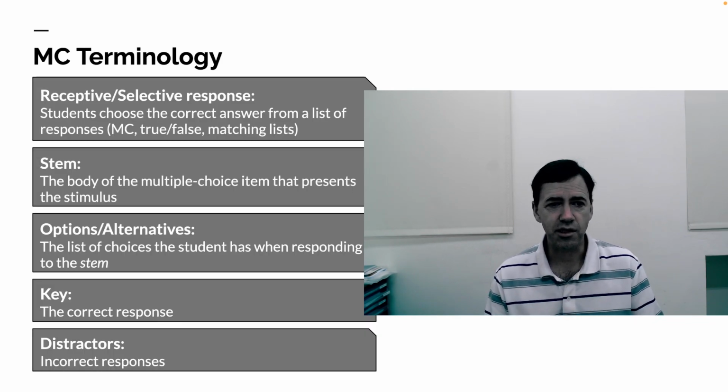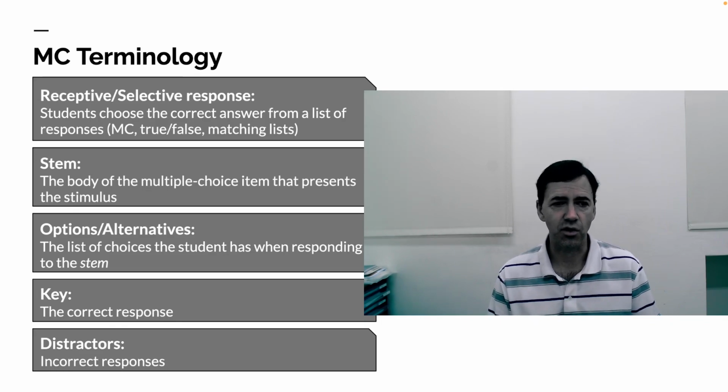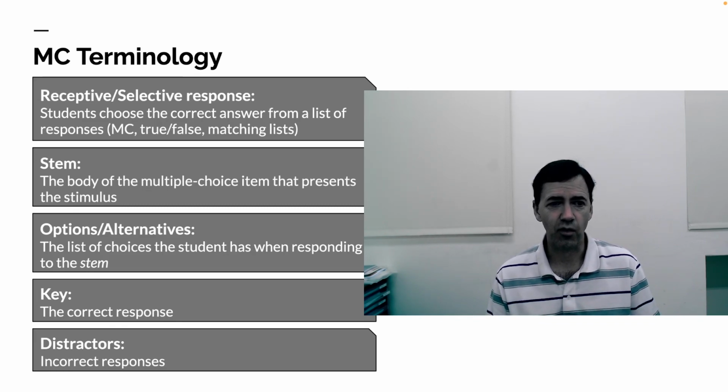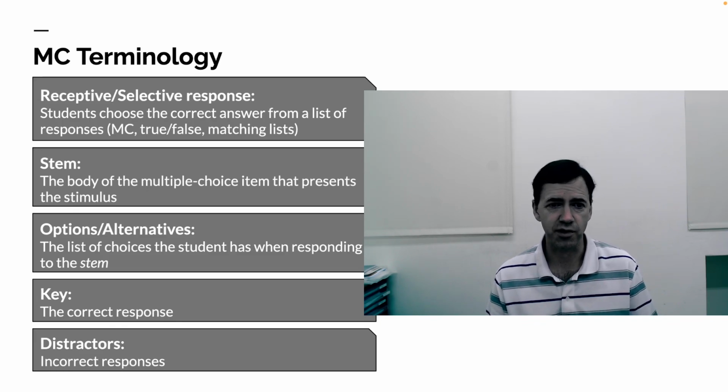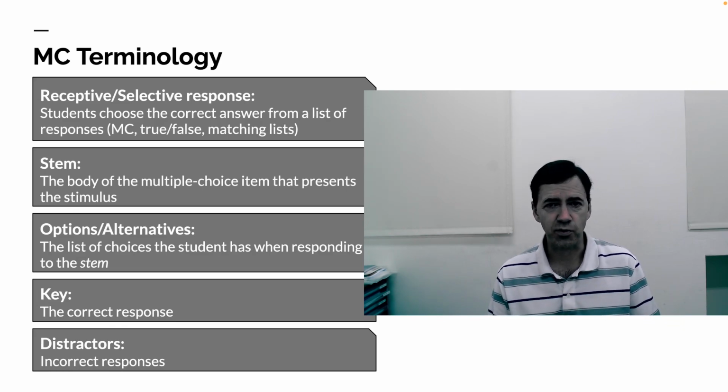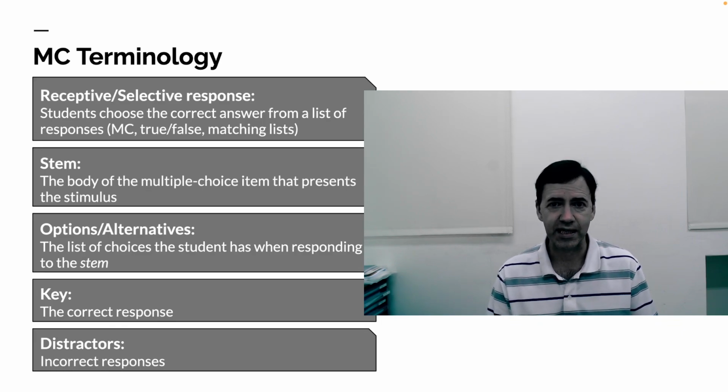Okay. So let's look at some multiple choice terminology before we get into actually designing items. So first of all, we have the type of test items that they are. Now they are what we call receptive or selective response. And this is not just multiple choice. It could be true, false, matching list, but any type of item in which the students choose the correct answer from a list of responses. So that's the type of item that it is, in contrast to an open-ended response or essay response or oral production response. Okay, now in terms of multiple choice tests, we have 4 key terms here.